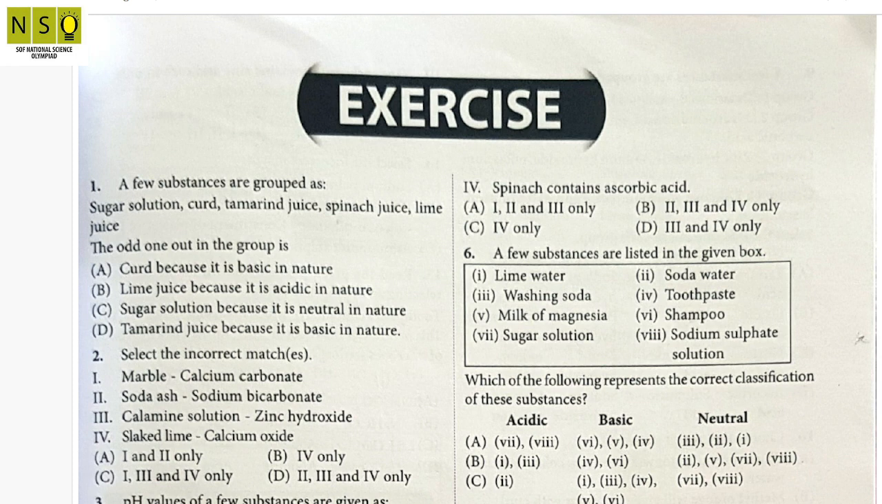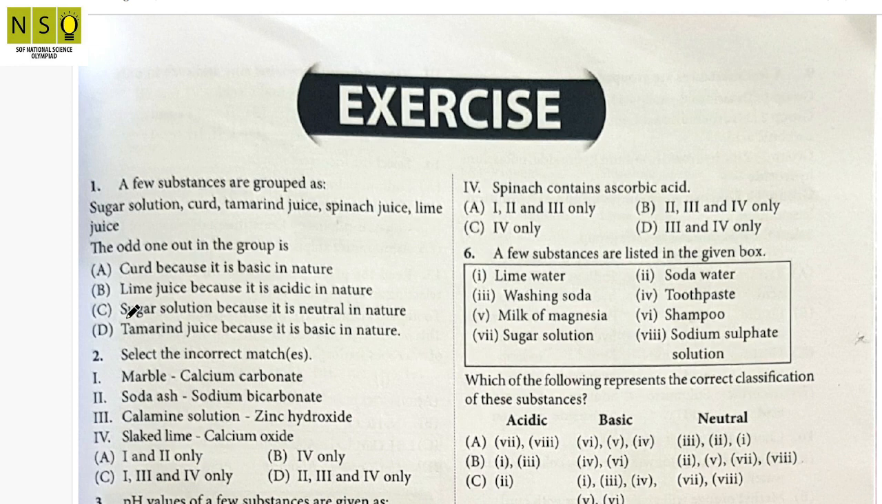Let's start with question number 1. What does it say? Question number 1 says that a few substances are grouped as sugar solution, curd, tamarind juice, spinach juice, lime juice. Now in this group we have to find the odd one out of it. There are 4 options.